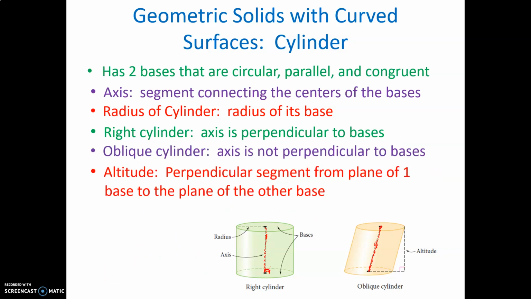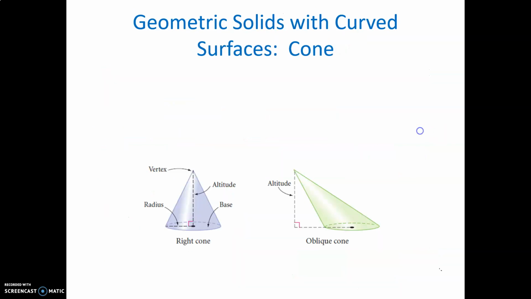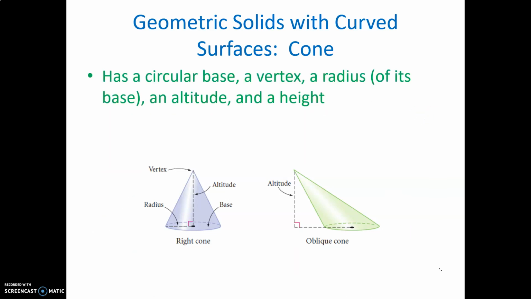And then to talk about the altitude again, keep talking about the altitude and height. It's the same in all of these figures. And then this is the last kind that we're going to talk about. Geometric solids with curved faces, the cone. We've already talked about the cone. Remember, surface area is pi r L. Remember that? So a cone has a circular base.